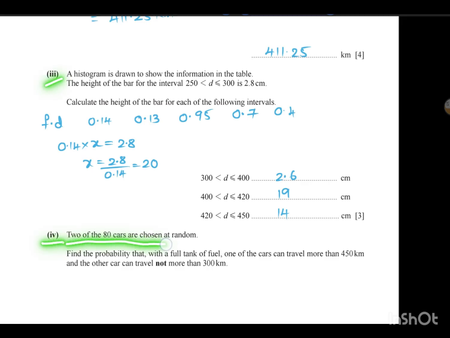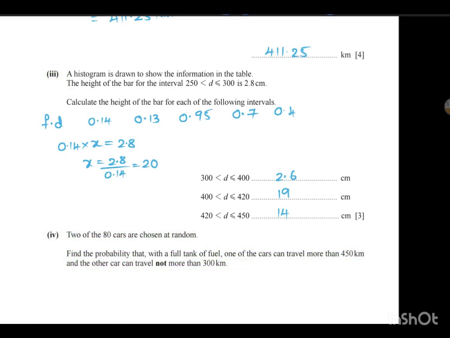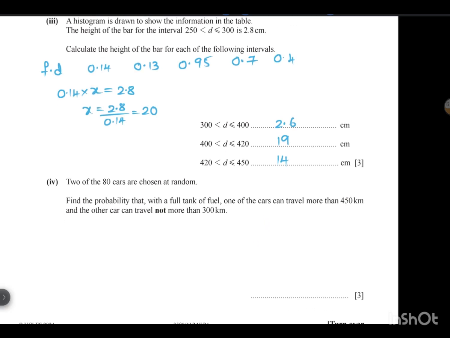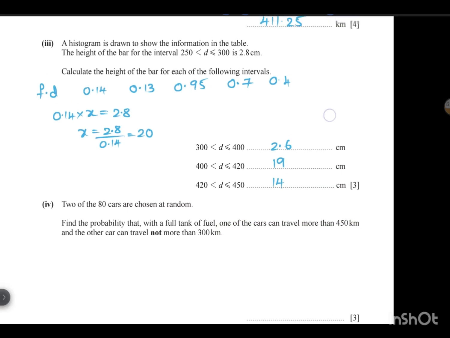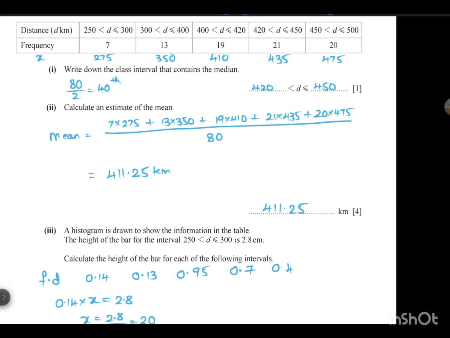Two of the 80 cars are chosen at random. Find the probability that, with a full tank of fuel, one of the cars can travel more than 450 kilometers and the other car can travel not more than 300 kilometers. So here they are asking the probability of the car with a full tank. So all the cars are full tank. One of the cars can travel more than 450 kilometers. So how many cars are traveling more than 450 kilometers? You have to see in the table here.